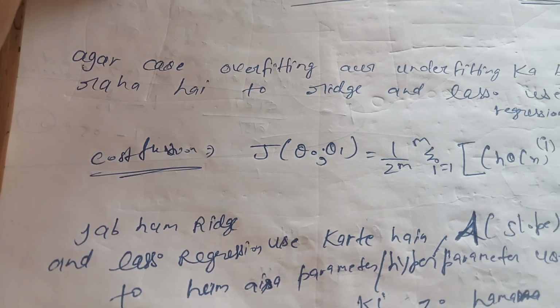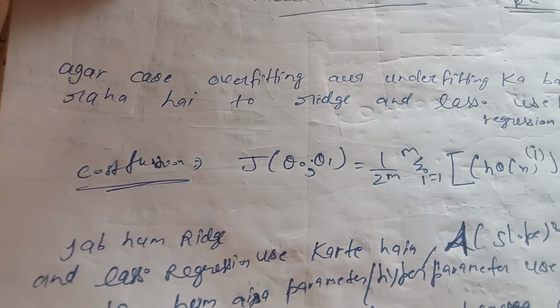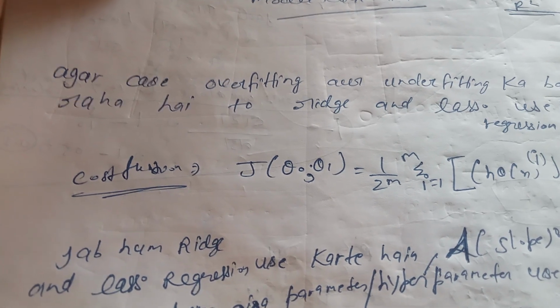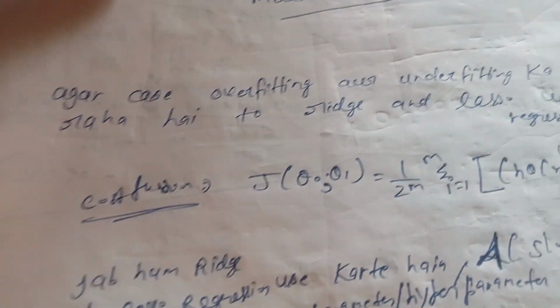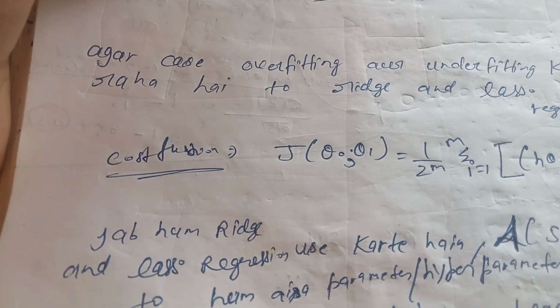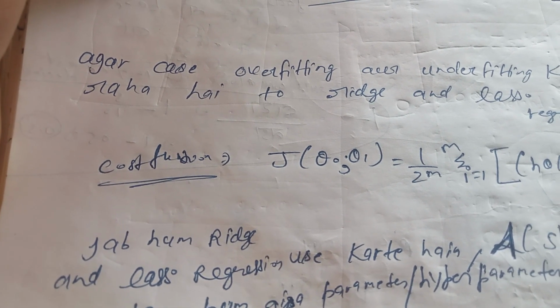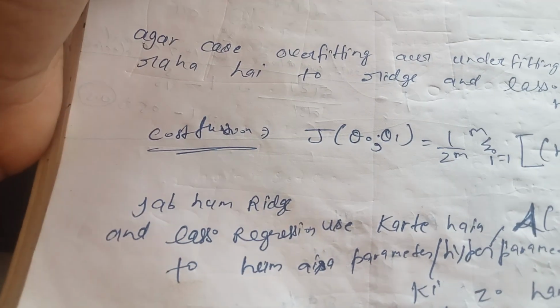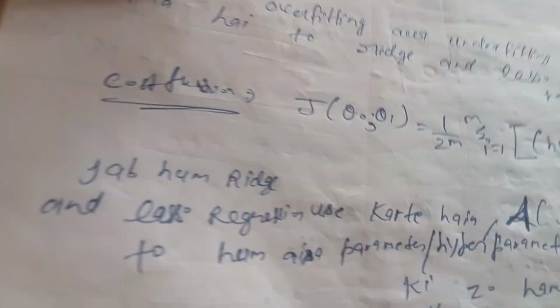And let's understand, if we have a condition of overfitting or underfitting in our model, then we will use Ridge and Lasso for that. We will use Ridge and Lasso. So we have a cost function like this.